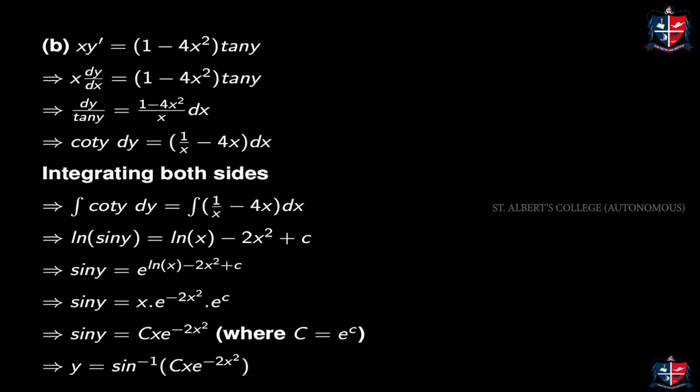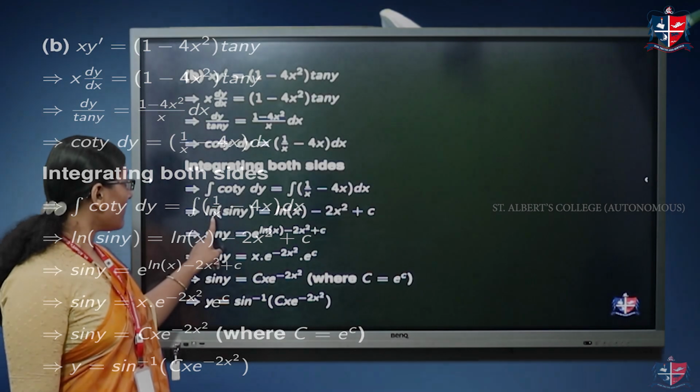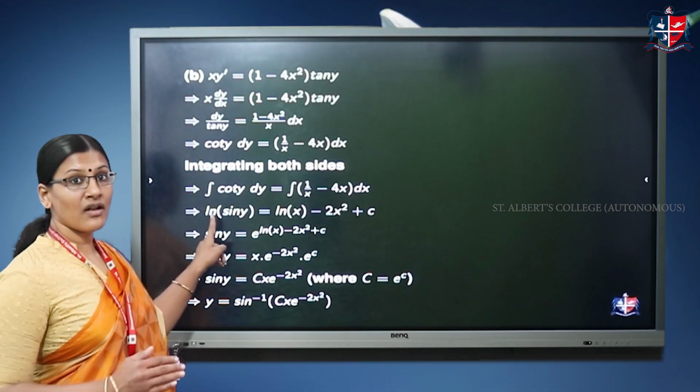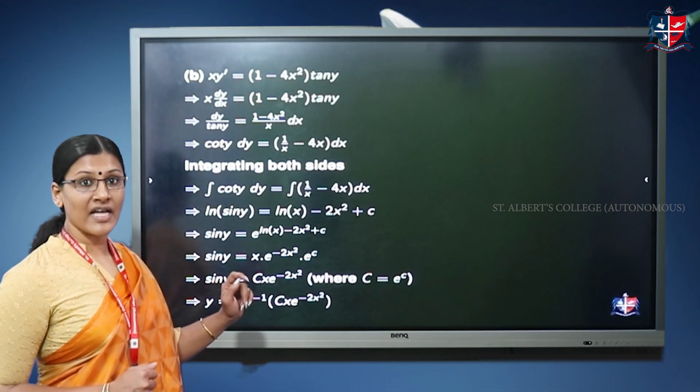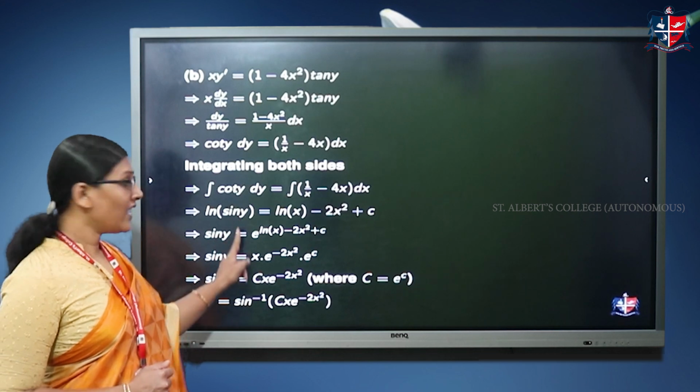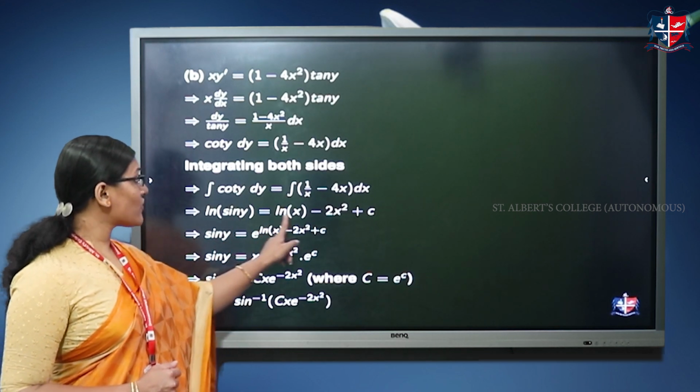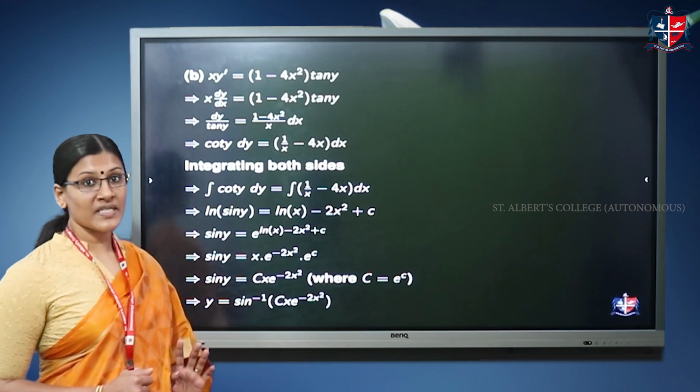We can stop here, but if we want the answer as y equal to a function of x, we can do further simplification. That is, we can take e raised to on both sides. So here when we take e raised to, e and log are inverse functions, they will get cancelled and we get sin y equal to e raised to log x minus 2x square plus c.